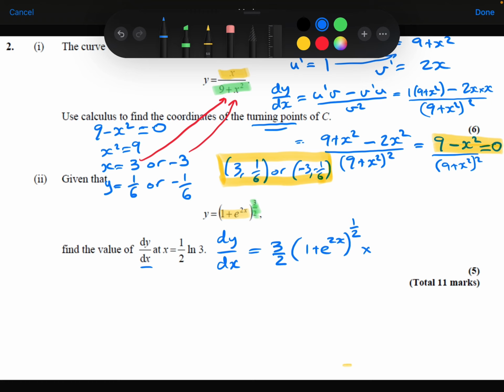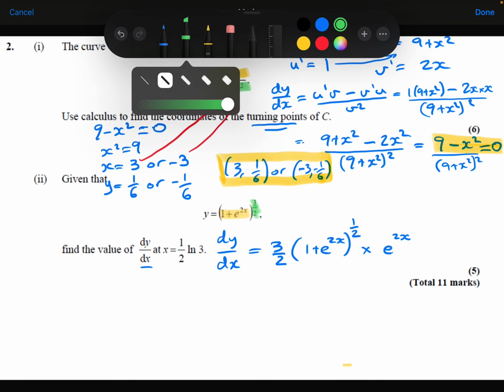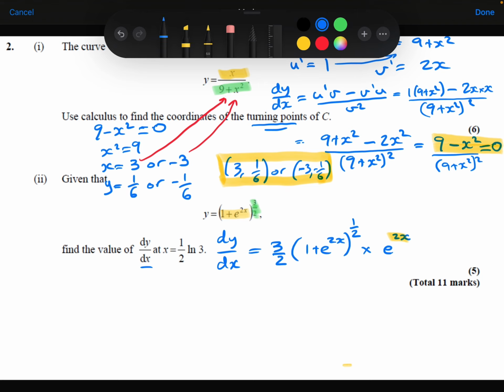When I differentiate the 1, I get 0. When I differentiate the exponential, I get the exponential, so I'll get e to the 2x, and then I need to use the chain rule again because of the 2 on the inside here. So I now need to multiply by 2 as well. Right, let's just simplify that a little bit here, because I can see that the timesing by 2 and the half here will cancel out. So I'll get 3e to the 2x times 1 plus e to the 2x to the half. That is my gradient function.